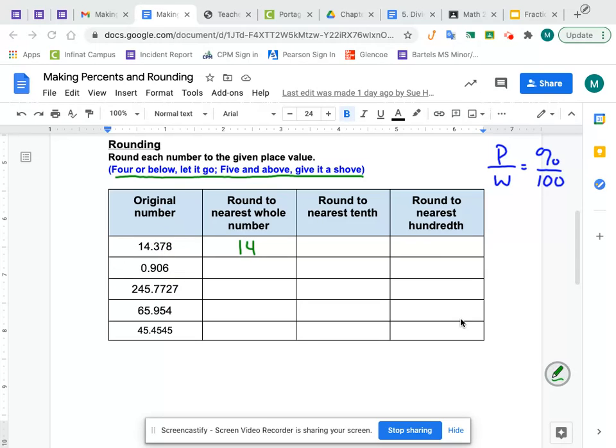For rounding to the nearest tenth, I look at 2 numbers past the decimal because 3 is in the tenths place, and that's the number I need to decide, am I going to round up or leave it alone? And so the 7 is greater than 5, so 14 and 4/10 ends up being my final answer. And then rounding to the nearest hundredth, I again look back here, because 7 is in my hundredths place, that is greater than 5, so 14 and 38 hundredths is my final answer.